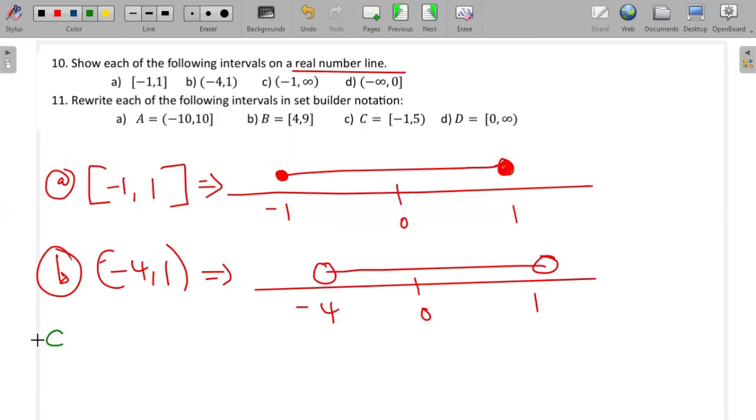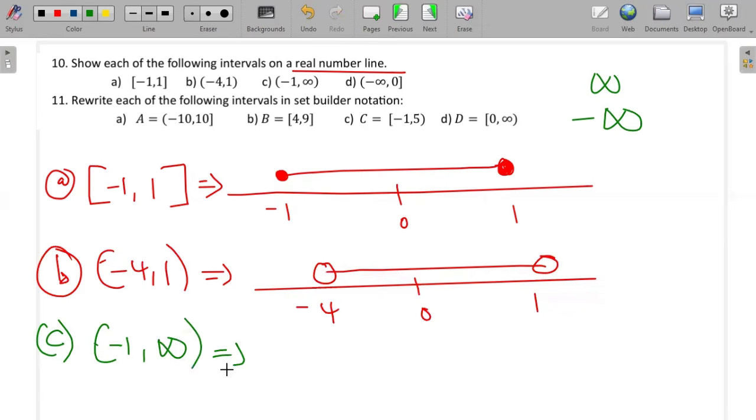What about C? So C, we're seeing some weird symbol there. This symbol here is called infinity, and this one specifically is positive infinity. The one that has a minus, we're going to be calling minus infinity. So on C, I have -1 all the way to positive infinity.